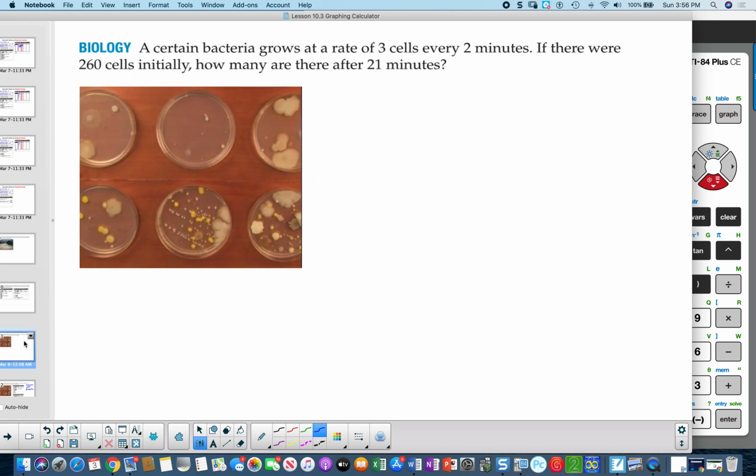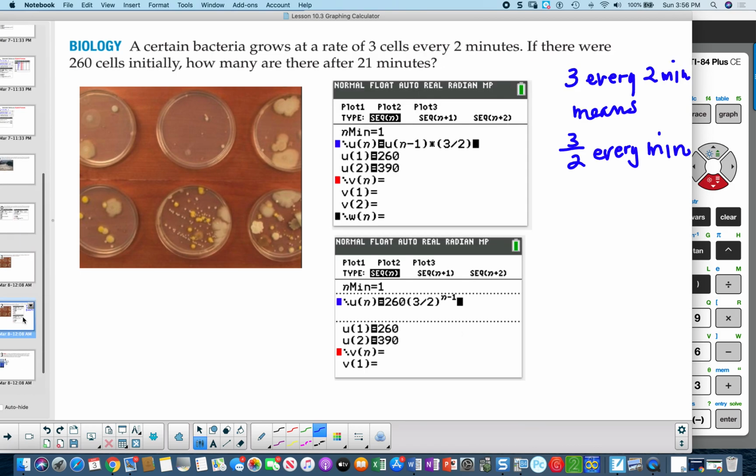Now, here's another problem. Please pause and see what you can do. And here's the answer. The answer is not asking for a series, it's asking for a sequence. Notice that 3 every 2 minutes means 3 halves. The cell is growing by 3 halves every minute. So that's why I'm using the 3 halves and how I'm interpreting that problem.